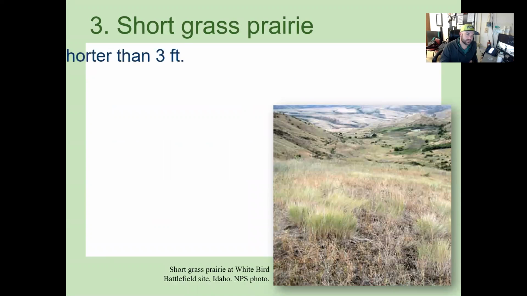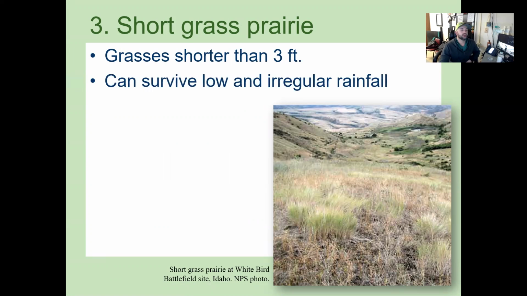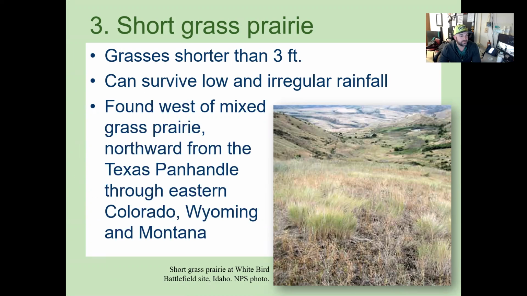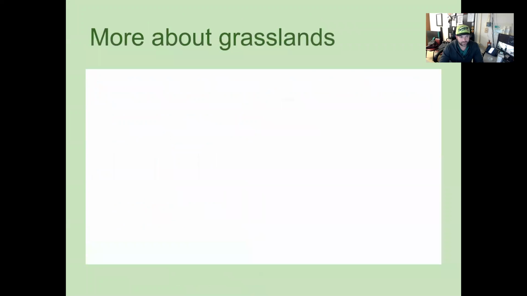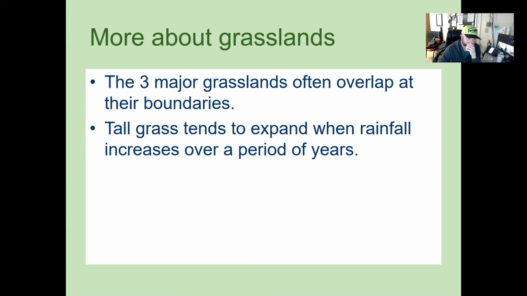So next, short grass prairies. Grasses here are shorter than 3 feet, can survive low and irregular rainfall, and are found west of mixed grass prairie, northward from the Texas Panhandle through eastern Colorado, Wyoming, and Montana. So a little bit more about grasslands. The 3 major grasslands often overlap at their boundaries.